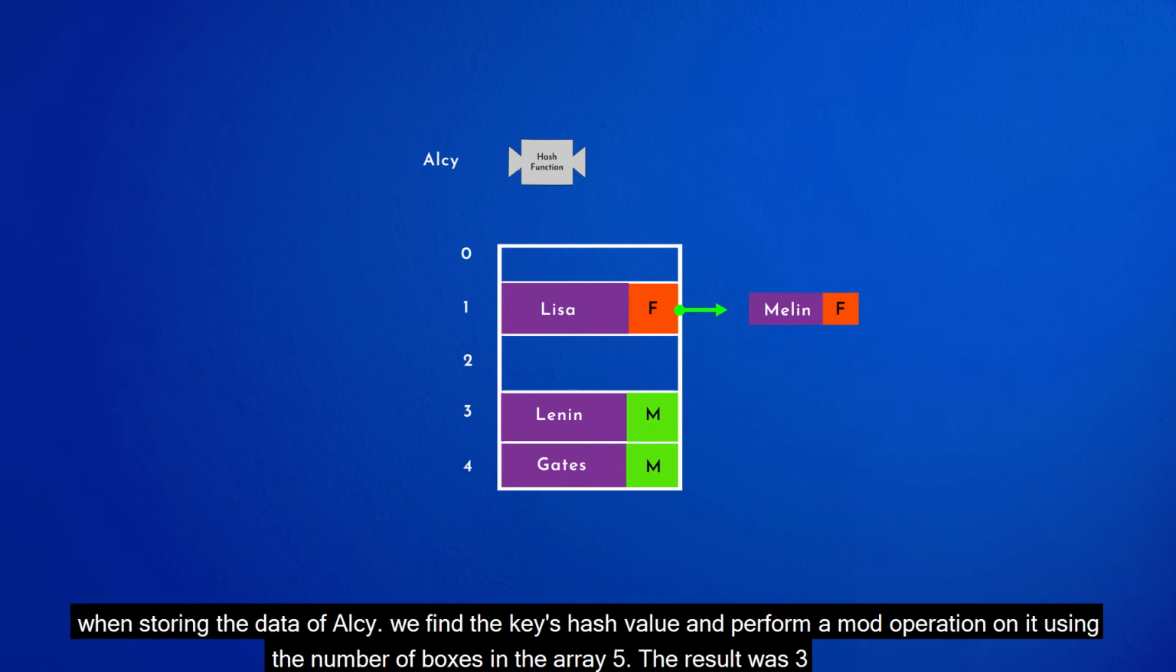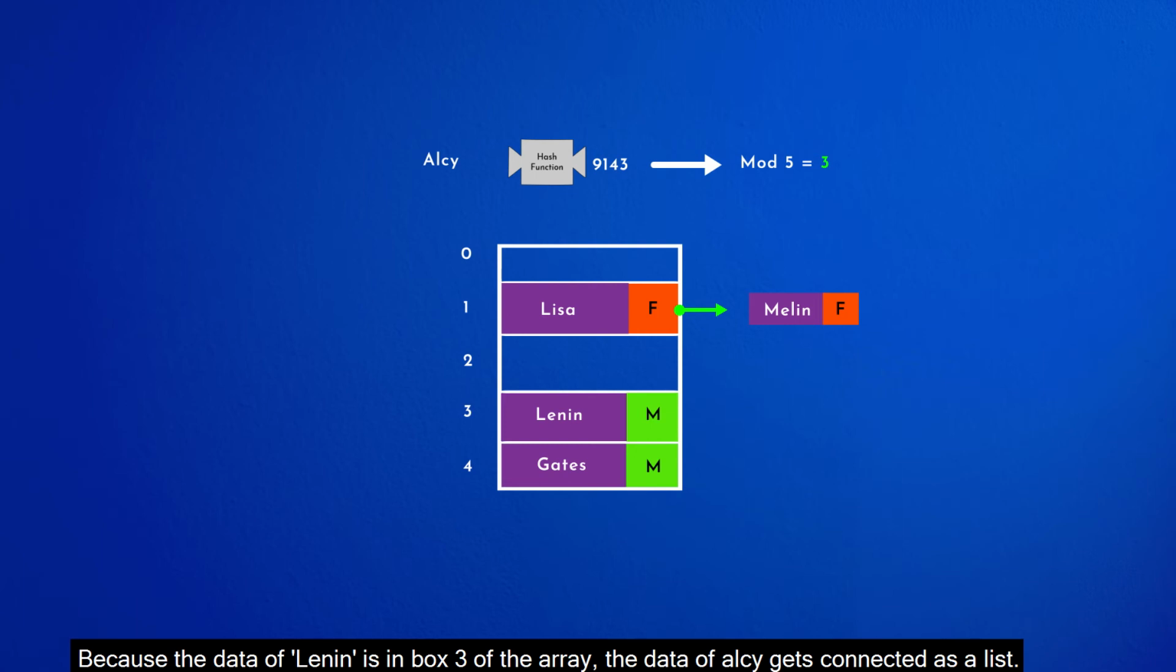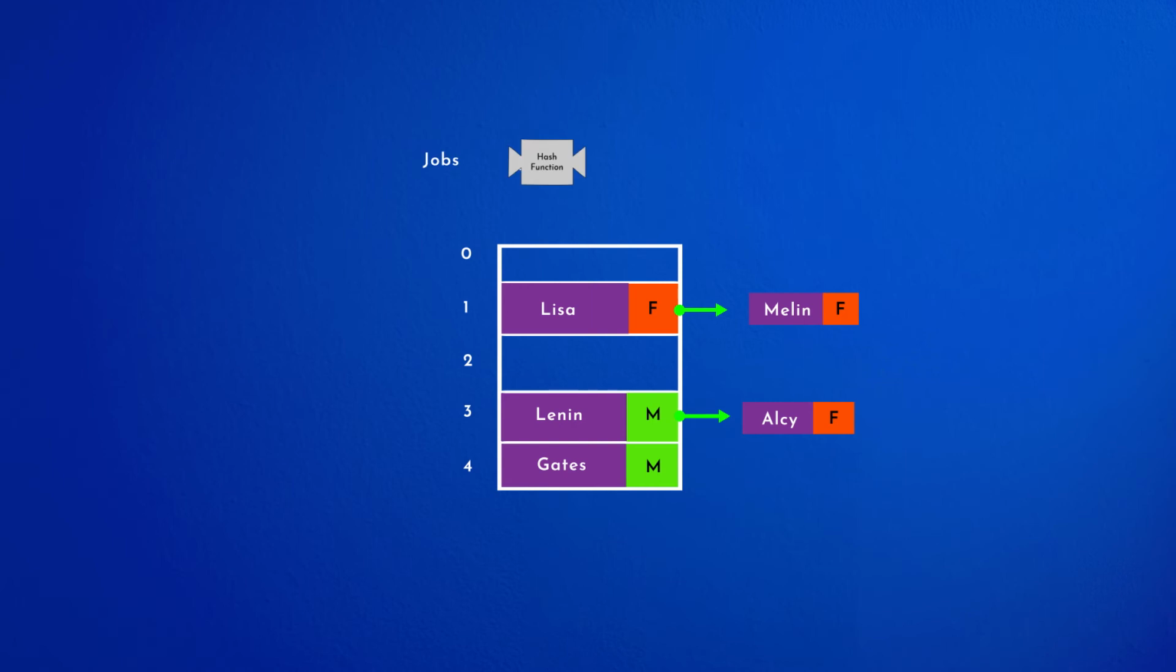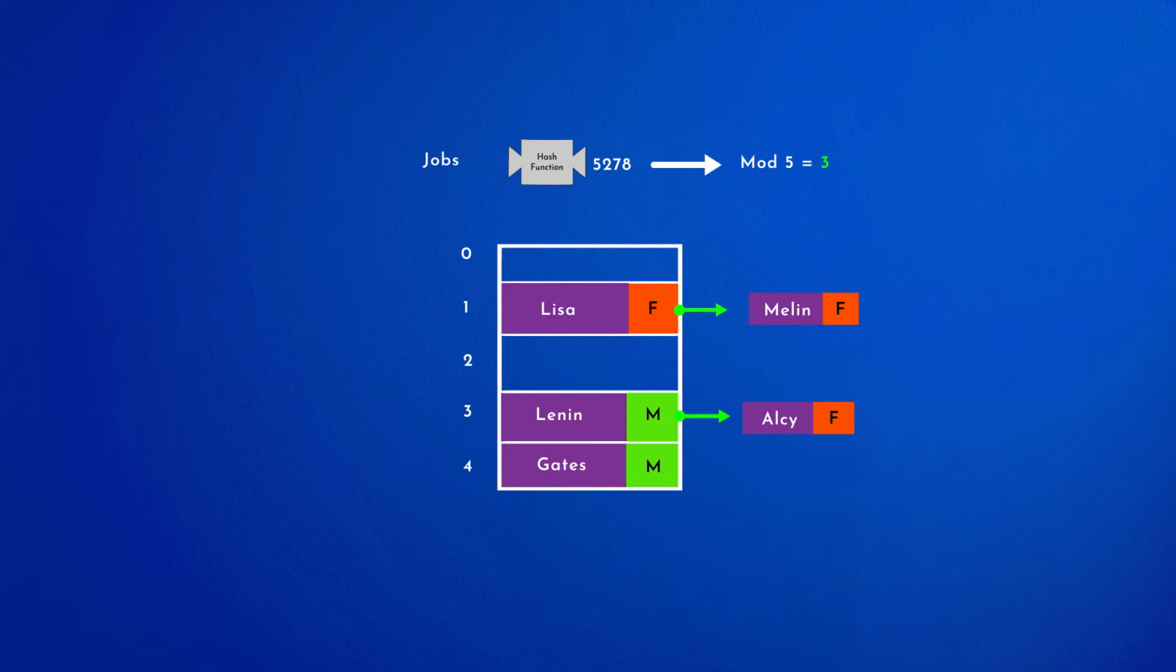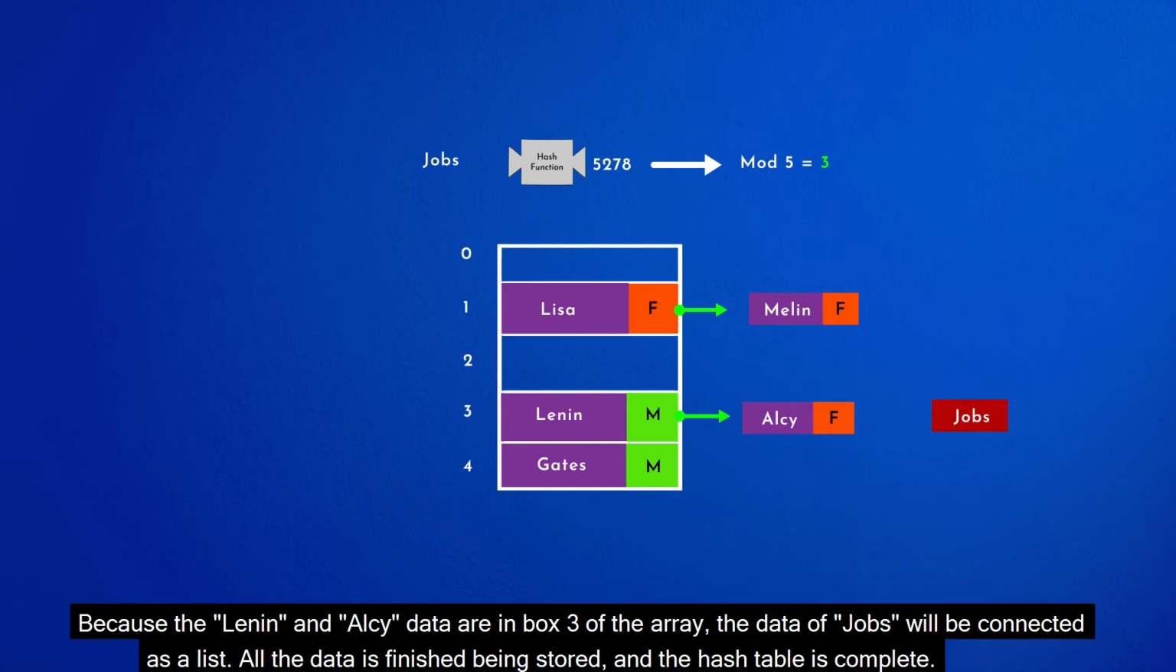When storing the data of Elsie, we find the key's hash value and perform a mod operation on it using the number of boxes in the array, 5. The result was 3. Because the data of Lennon is in box 3 of the array, the data of Elsie gets connected as a list. When storing the data of Jobs, we do the same and the result was 3 again. Because the Lennon and Elsie data are in box 3 of the array, the data of Jobs will be connected as a list. All the data is finished being stored and the hash table is complete.